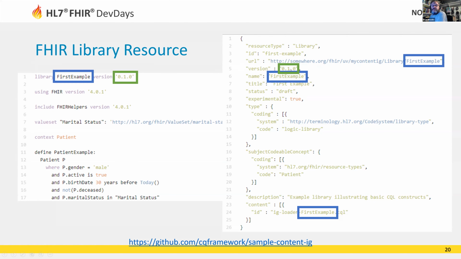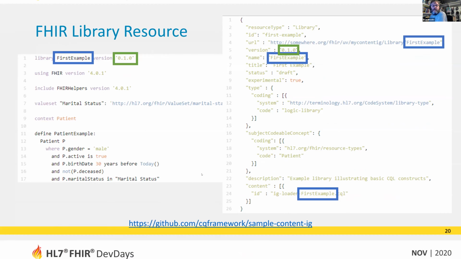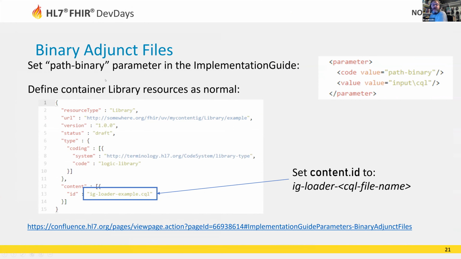And that name and version have to match the name and version of the library. Then we use the content element to communicate the actual CQL content. There's a sample content IG in the CQ framework repository that illustrates how to do that. And in the publisher, there's actually a binary adjunct files parameter, so you can add a parameter to say path binary input CQL.